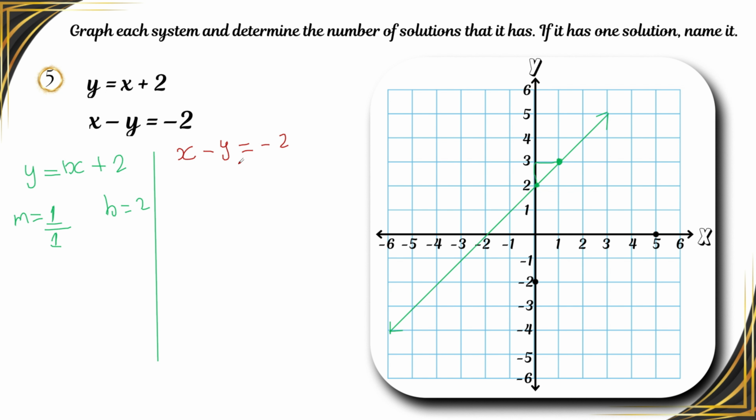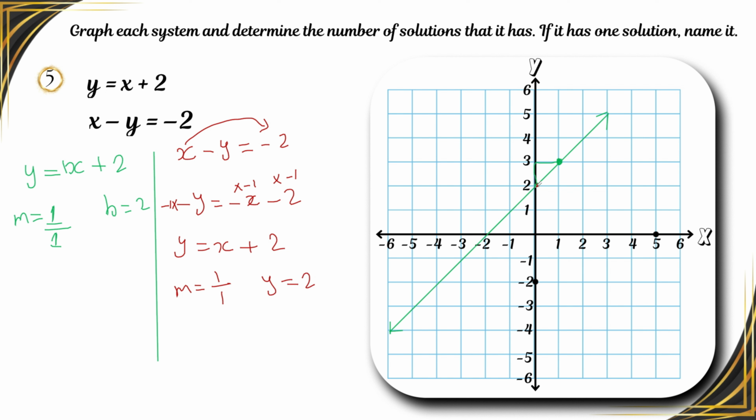We need to isolate this y. Then we need to move this x to the other side. Then negative y equals negative x minus 2. Now we need to cancel this negative from y. How can we cancel it? By multiplying or dividing each term by negative 1. Now y equals negative negative, which is positive x, negative negative, which is positive 2. In this case, the slope will be 1 over 1. The y-intercept will be 2. Let's graph it.